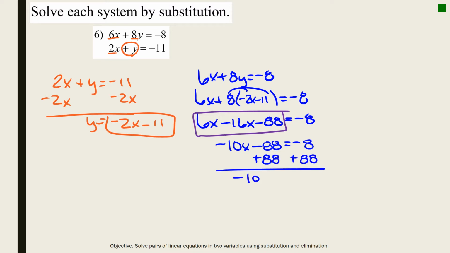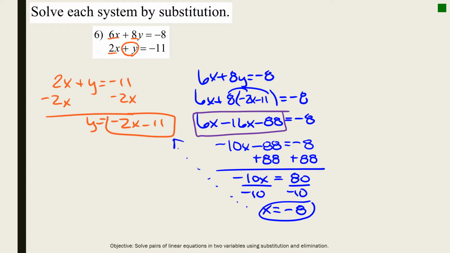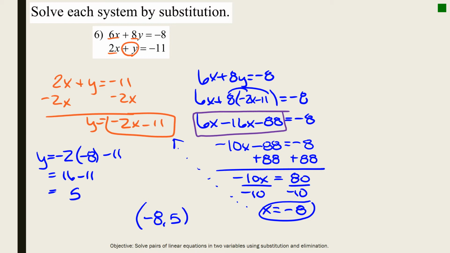So I have -10x equals 80. I'm going to divide by -10, and I am going to find out that x is -8. I'm going to walk over here and substitute it in for this y. So y is going to equal -2. We found out x was -8 minus 11. That's 16 minus 11, which is 5. So my solution is -8, 5.